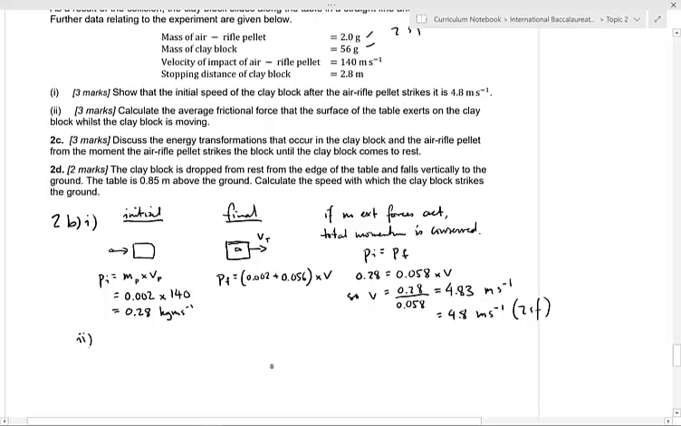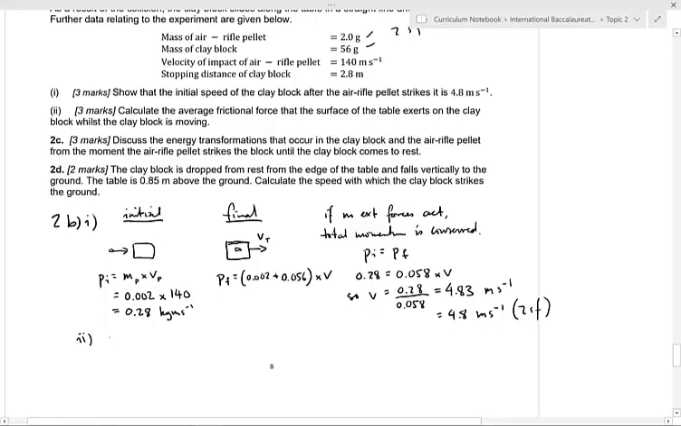number 2 is calculate the average frictional force that the surface of the table exerts on the clay block whilst the clay block is moving. Alright, so we have a couple of options for how to do this. We could either look at the change in momentum, but I think it's probably best to figure out the acceleration first.